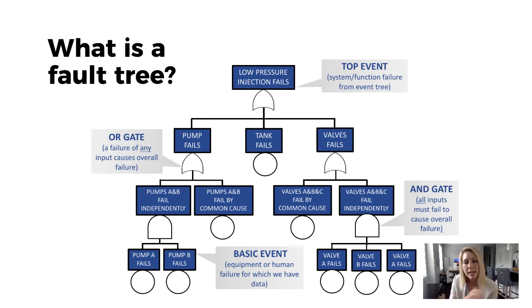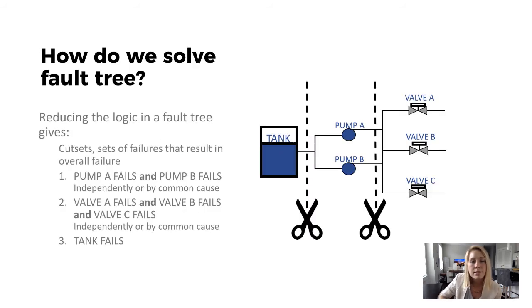If you remember that system diagram from before, it should sort of make sense, and I've included it again here. Remember that we had the tank, the pumps, and the valves. If you isolate those components according to their subsystems, then the problem becomes a little easier to solve. Basically, these are groups of failures. Cut sets are groups of failures that, when put together, result in the overall failure of a system.